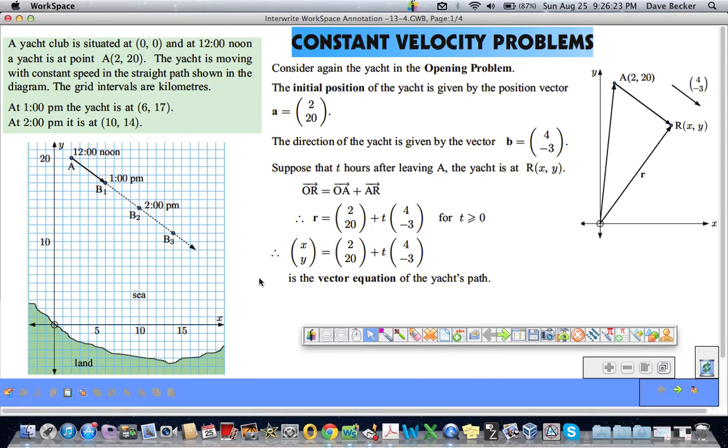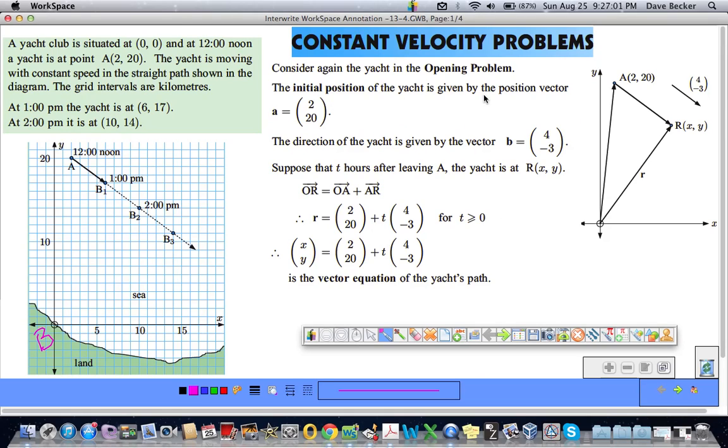So there she is. Okay, so a yacht club, the Becker Yacht Club, we'll call it B, right there, is located at 0, 0. And at noon, a yacht is at point 2, 20. Point A, 2, 20. There she is. The yacht is moving with constant speed in the straight path shown in the diagram. The grid intervals are kilometers, so all of these are kilometers. At 1 o'clock, the yacht is at 6, 17, and at 2 o'clock, it is at 10, 14. And we have that same diagram here, but let's take a look at it.